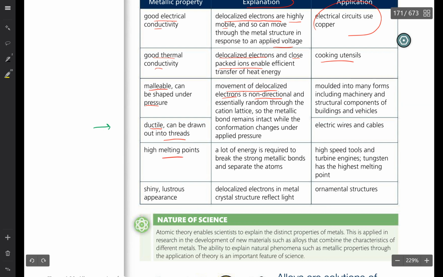Metals have a high melting point. This is because of the strong attraction between the metal ions and the sea of electrons. In other words, because of the strong metallic bonds, it's not easy to separate the atoms from each other. Because they have a high melting point, they are used in many materials like turbine engines. And tungsten is the metal which has the highest melting point. The symbol for tungsten is W.